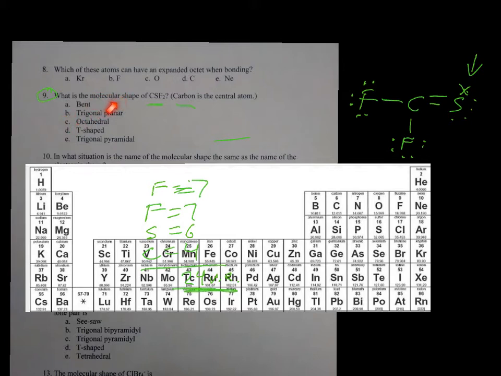They said molecular shape, which we have to be careful about. Remember, that's the subshape, but it turns out there are no lone pairs on the central atom, so it's not like there's some sort of other subshape. So trigonal planar is the answer to 9.